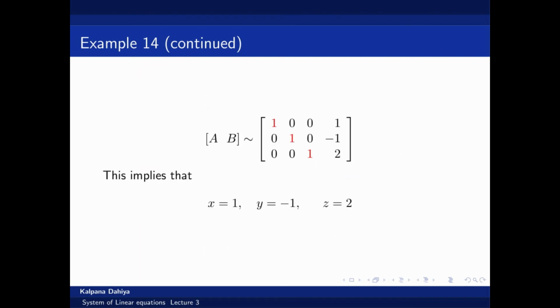We see that here the rank of the augmented matrix is 3, the rank of the coefficient matrix is 3, and the number of variables is also 3. So the system has a unique solution. We can write down the equations corresponding to this augmented matrix, and from the first row we get x equal to 1, y equal to minus 1 and z equal to 2.